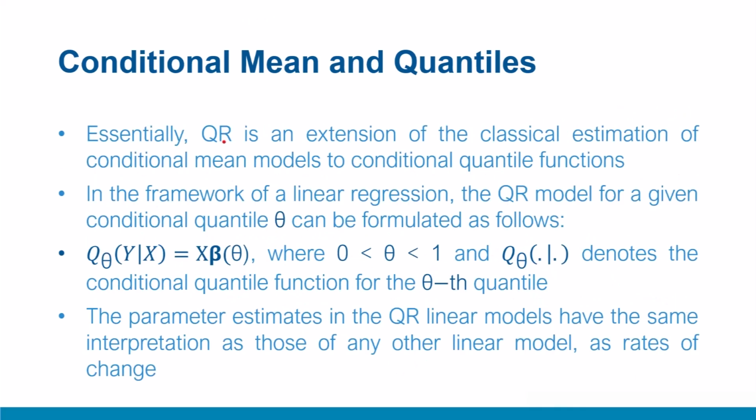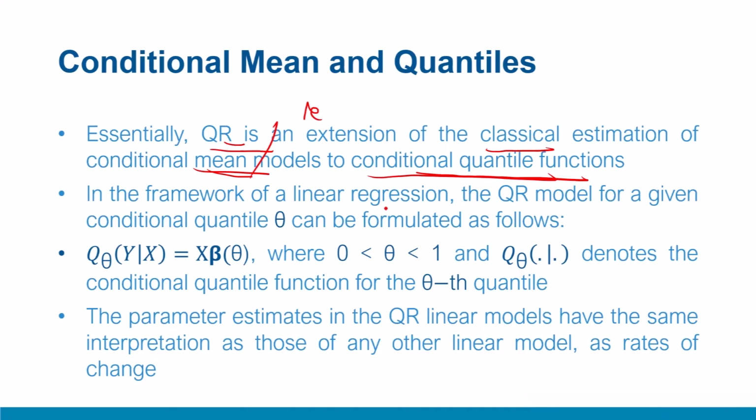Essentially what we have discussed here is that this quantile regression setting is an extension of the classical estimation of the conditional mean model. In the conditional mean model, we had regression. Here we have the conditional quantile function. So when we make this quantile regression extension, we get what we call conditional quantile functions.